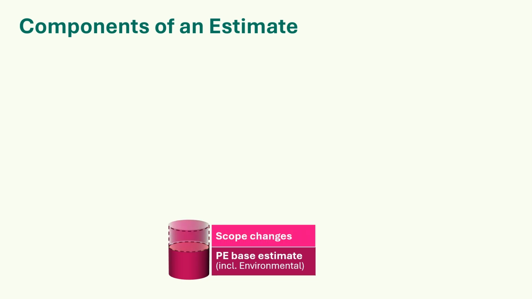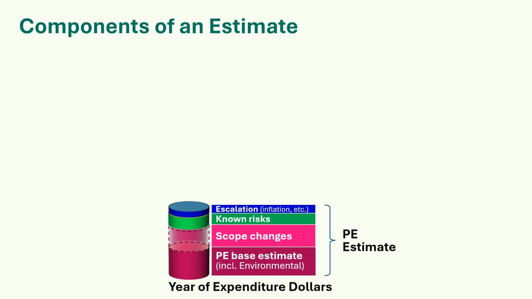Scope changes. This is an allowance for changes to your project as design progresses. Known risks. This is where you account for your known risks that can cause your estimate to go up. Using the Cost Risk Assessment tool and/or Cost Estimate Validation Process tool will help refine this part of your cost estimate. Escalation. This includes inflation and other cost influences. Escalation translates portions of your estimate from today's dollars to year of expenditure dollars. This constitutes your year of expenditure preliminary engineering estimate.